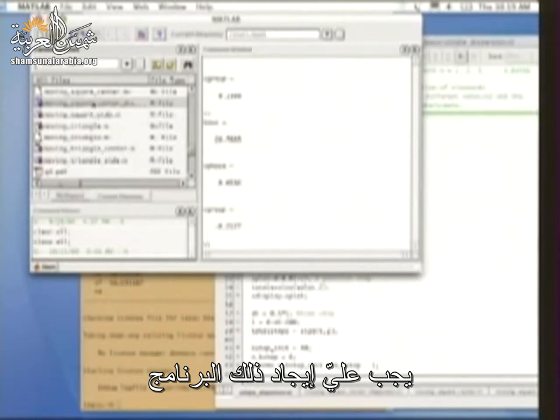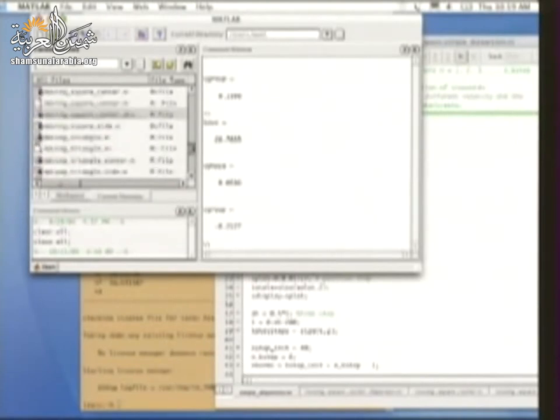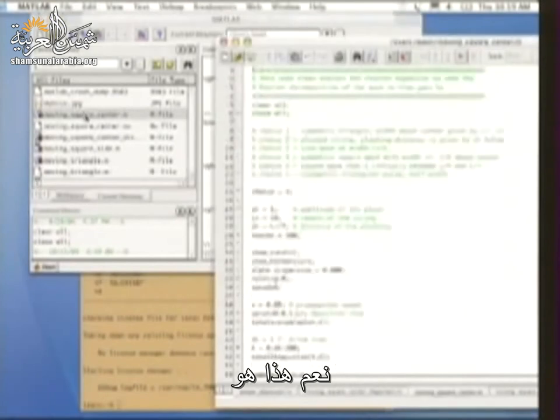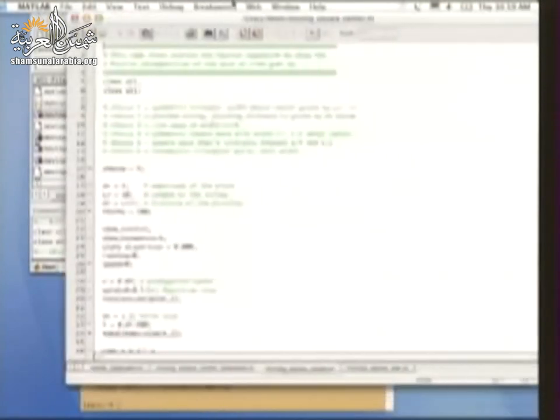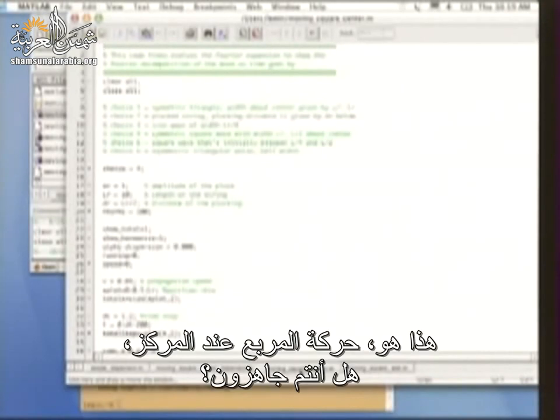I think I have to find that program. Moving triangle. Okay, this is the one. All right. This is it. Moving square at the center. So you ready for this?